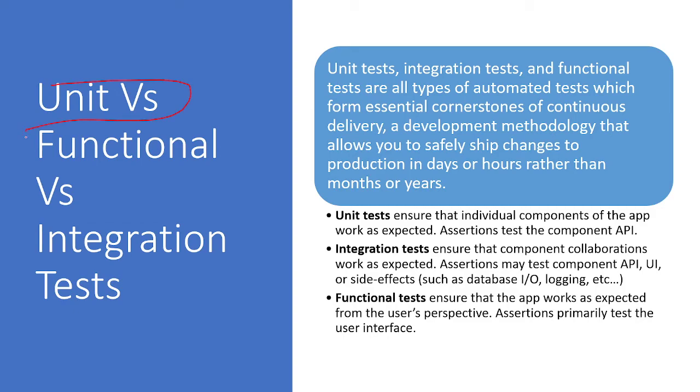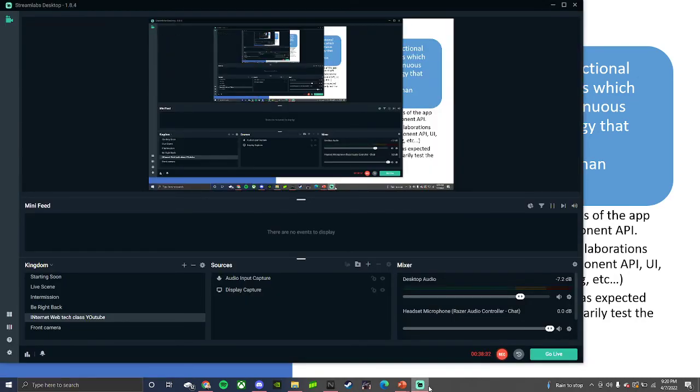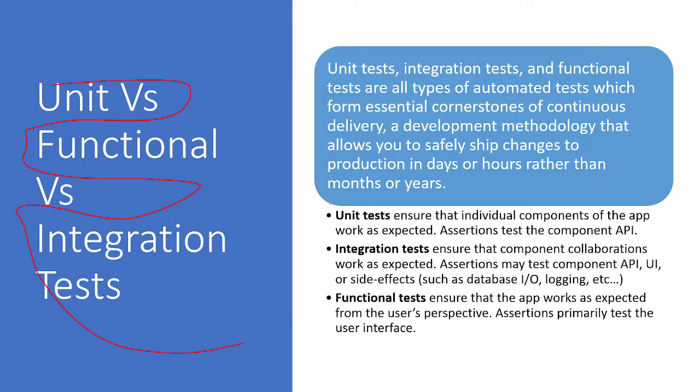So, unit versus functional and integration tests. We're cutting it really close, so we're going to make this short. Unit tests ensure that the individual components of the app work as expected. I'm sure you guys could pause the video if you want to read any of these slides. Integration tests ensure that the component collaboration works as expected. Functional tests ensure the app works as expected.